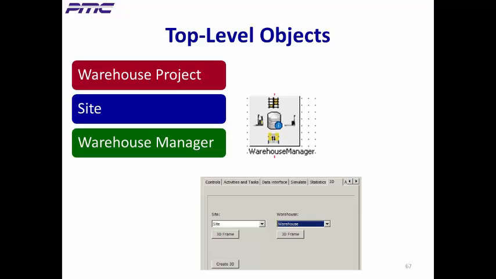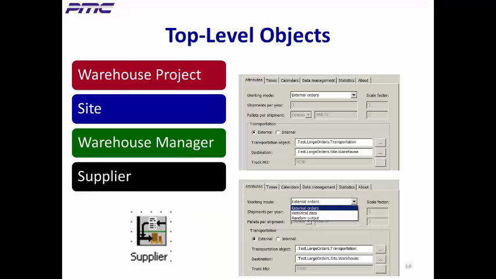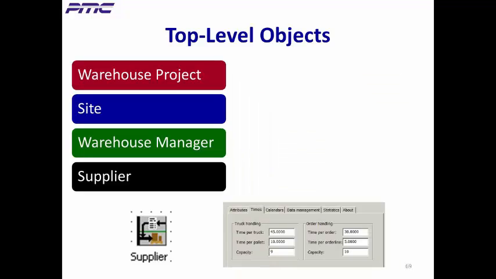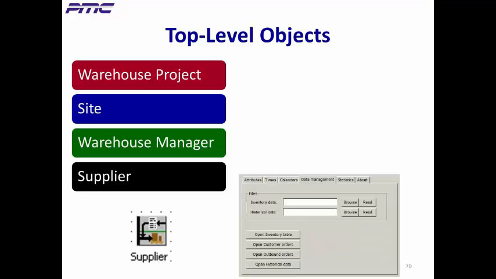The supplier models the delivery of articles to a warehouse. It lets you specify the transportation object that we'll discuss in a moment, the working mode options like external orders, historical data, or random output. Truck handling options like time per truck, time per pallet, and capacity. Order handling options like time per order and capacity. And data management options like inventory data and historical data.